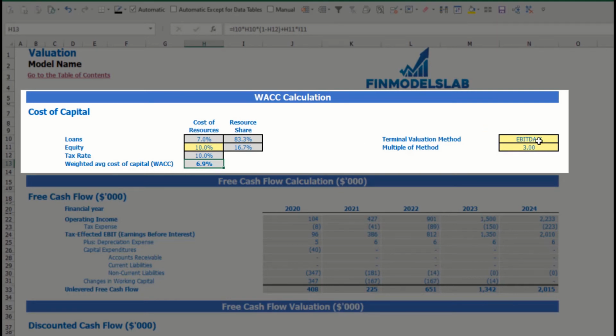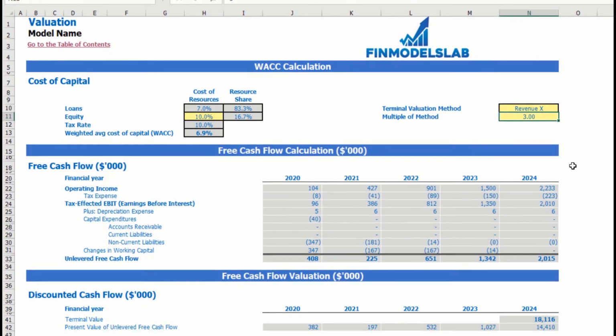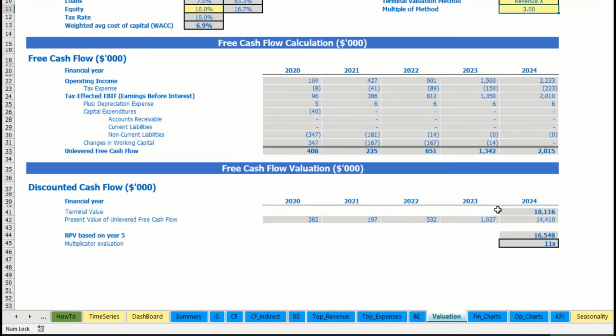In the valuation model there are 2 valuation methods, EBITDA multiple and revenue multiple. You may select one of them, and below you may input the multiple for the method. Based on this information we can see the terminal value, which is calculated on unlevered free cash flow. You may see the present value of unlevered free cash flow, NPV, and the multiplicator evaluation for this particular company.